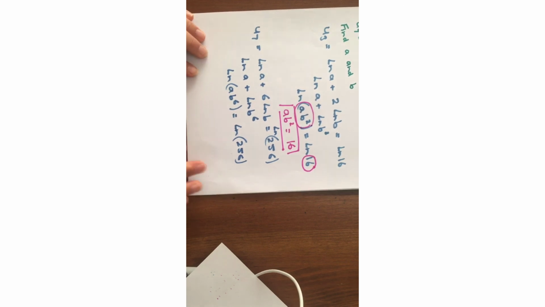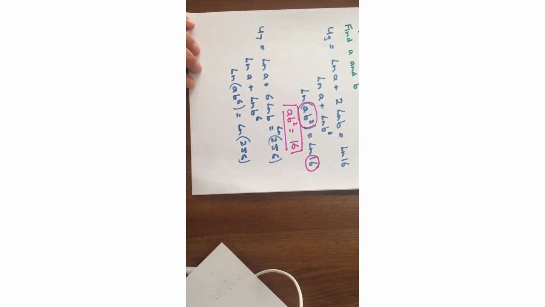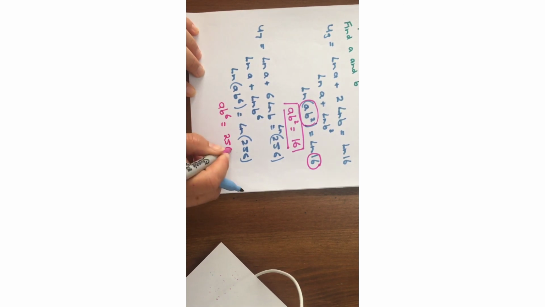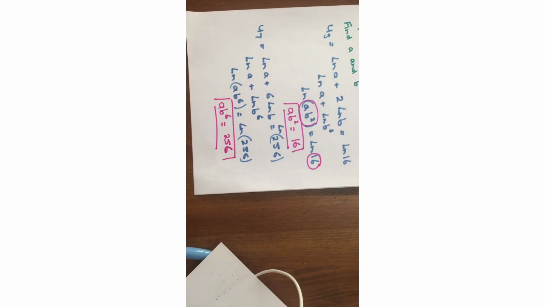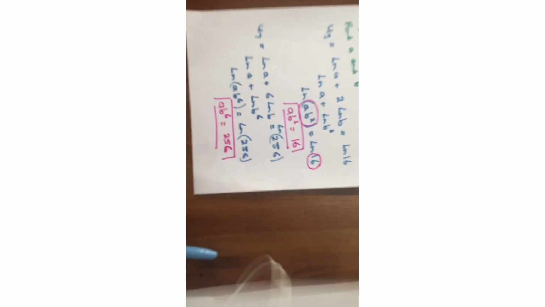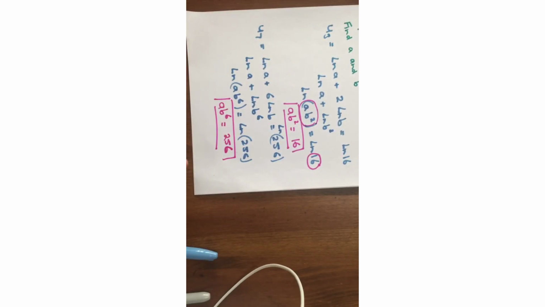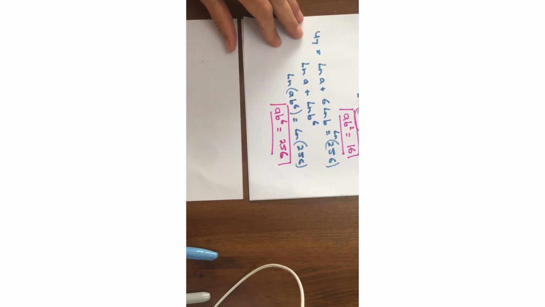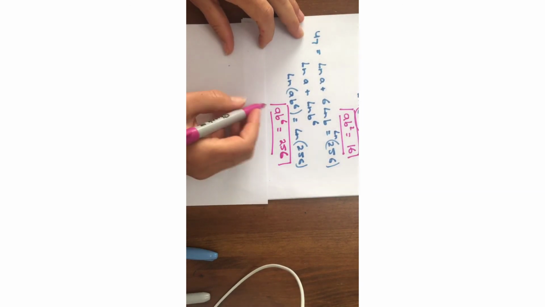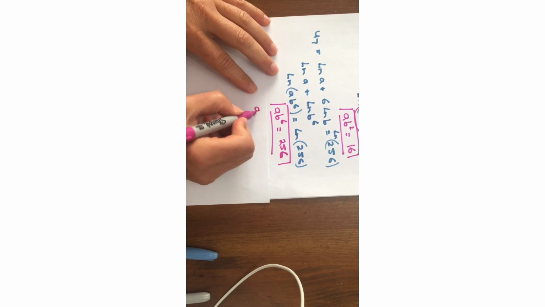Okay, now, exactly the same as before, I'm going to get another equation. AB to the power of 6 is 256. So I've got 2 equations, 2 unknowns, so I can solve it. Let's see how we're going to solve that. I'm going to write the second equation underneath here.